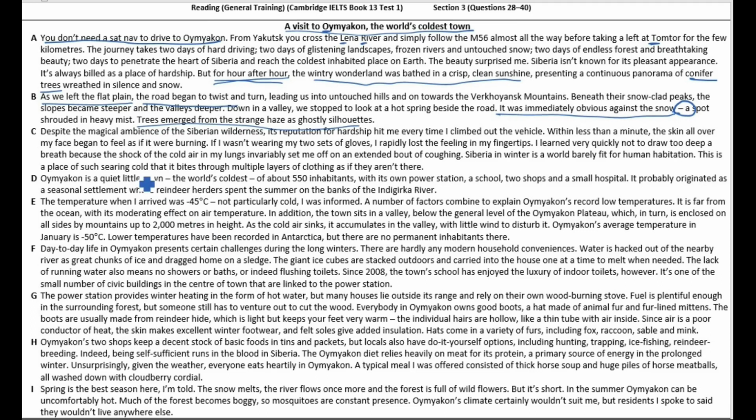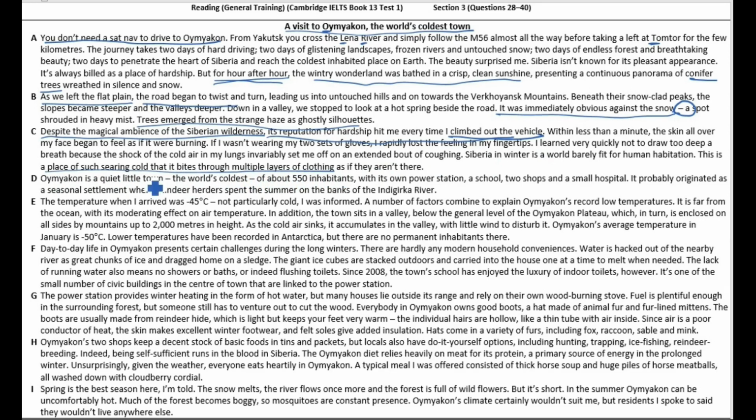The next paragraph. Despite the magical ambience of the Siberian wilderness, its reputation for hardship hit me every time I climbed out of the vehicle. Whoever is writing this has now reached the place. So the first 2 paragraphs are about the drive. Ending of the 3rd paragraph, a place of such searing cold that it bites through multiple layers of clothing.